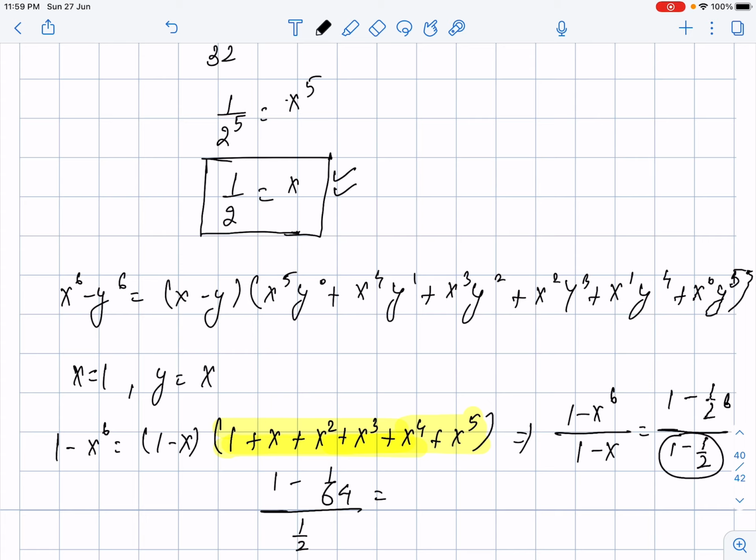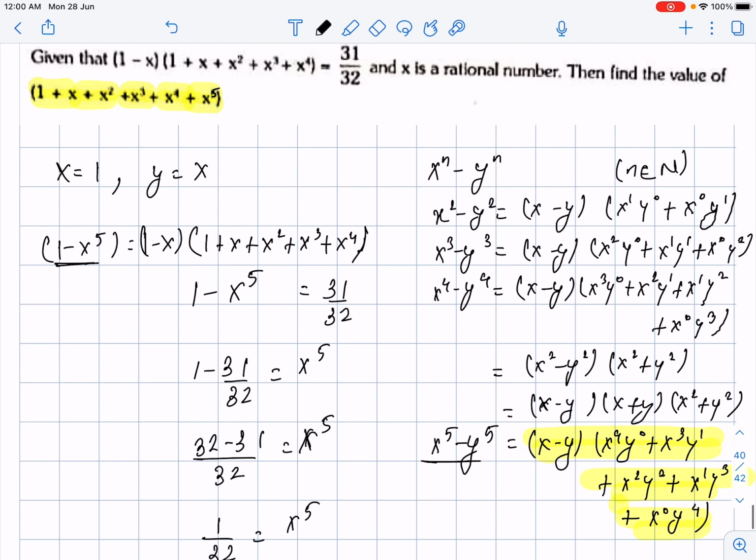So simplifying it further, I'll be going to get 63 by 64 divided by 1 by 2, which will be generating 63 by 64 multiplied by 2 by 1, which will be generating 63 by 32. So guys, this will be the final answer for this question. The value of this will be becoming what? 63 by 32. Hope you guys would have understood it, would have enjoyed it.